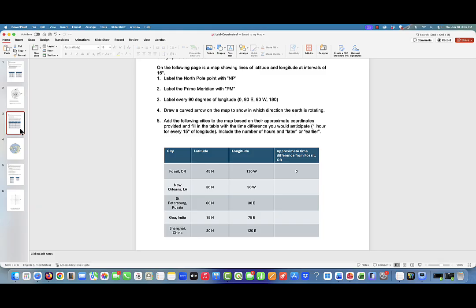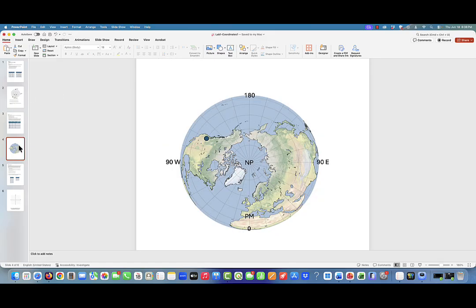And let's put on one other point here. Let's put on New Orleans, Louisiana. That's 30 degrees north and 90 degrees to the west. So New Orleans is 30 degrees north, so 15, 30 is going to be along this line here, and then it's going to be 90 degrees west. It's going to be right where those two intersect. So I'm going to add a point there as well. And you'll add all the similar points in the same way.